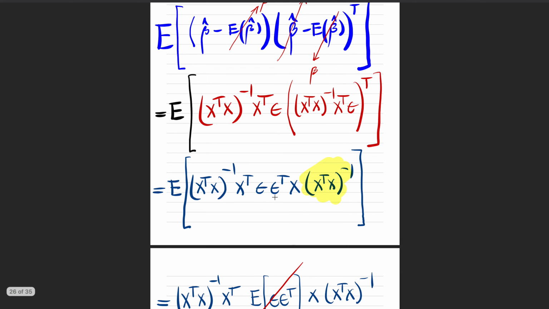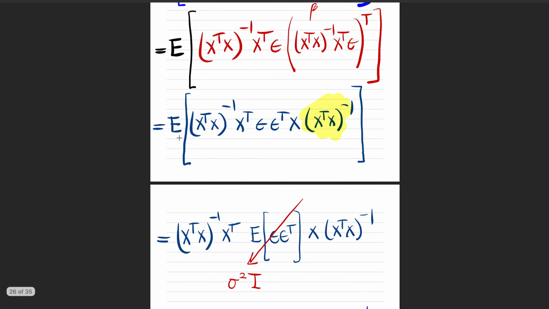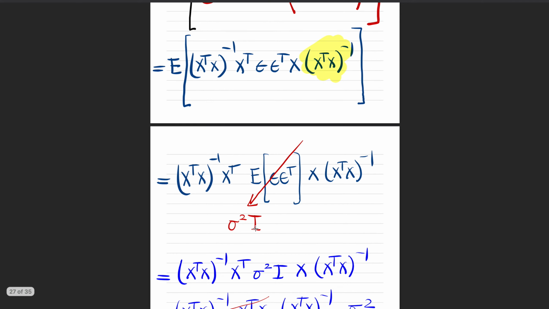Anyway, so what we end up with is this long term, but in the middle we have epsilon transpose, and the rest is X, and the X's are constant. They're not random. The only random thing here is epsilon, so we can take this out. So we have X transpose X inverse X transpose, and then the expected value of epsilon epsilon transpose, and then we have X times X transpose X inverse.